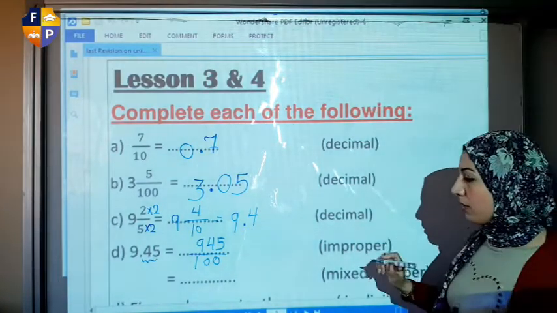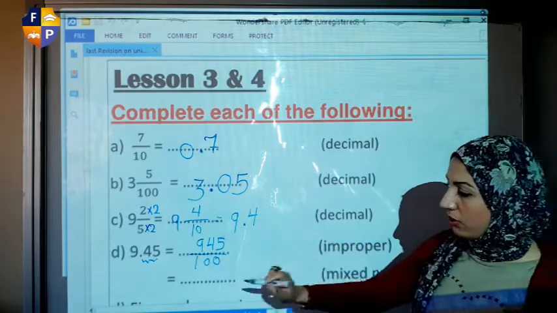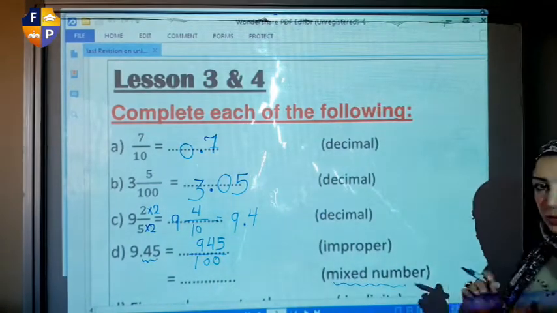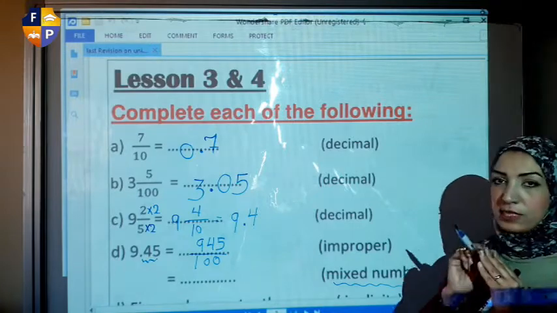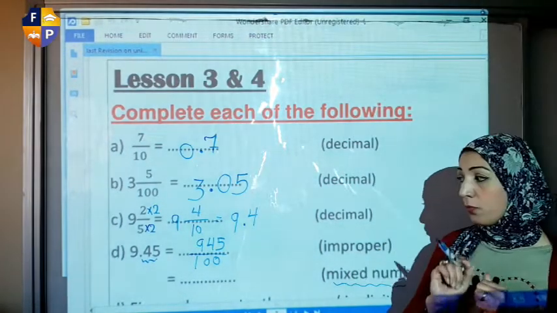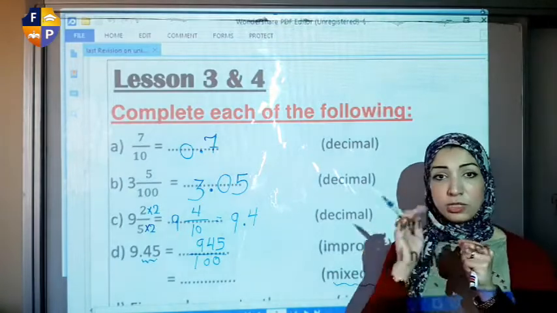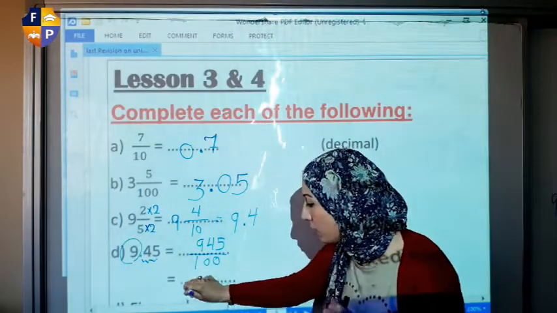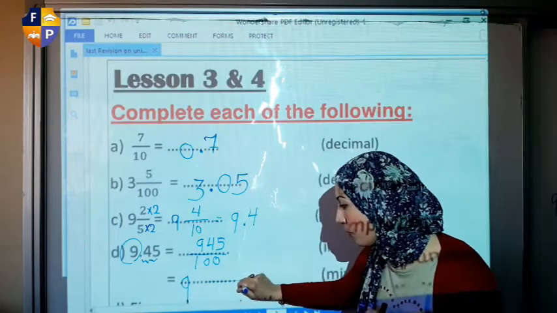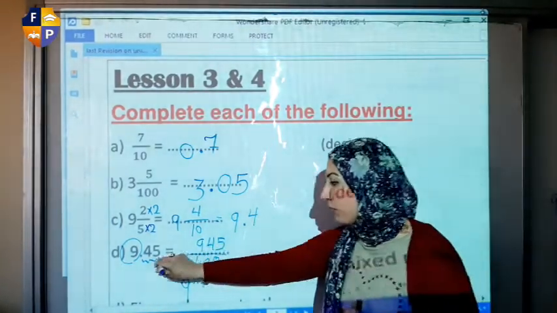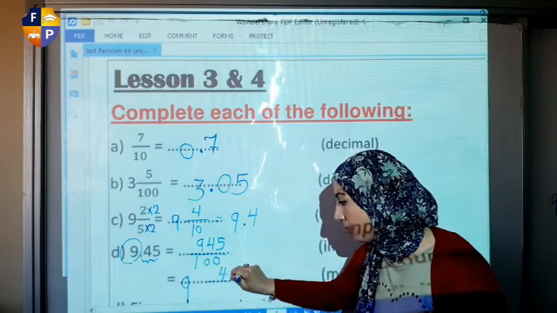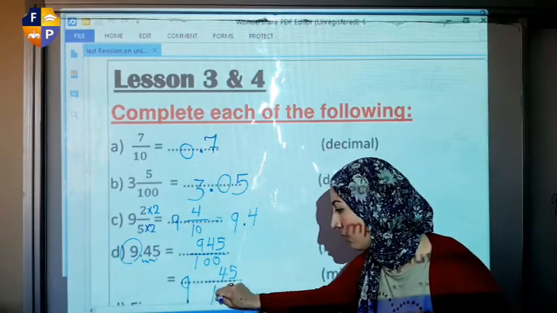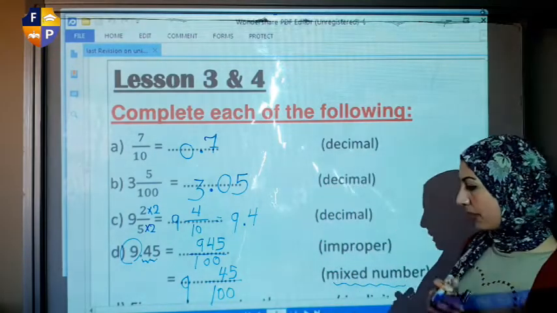Next one. And now we need to change this decimal into a mixed number. To change this decimal into a mixed number, first we will write the number which is before the decimal point, which is 9, as a whole number. And then write the fraction. We will write 45. We have the decimal point after 2 digits, then write 100. So the mixed number is 9 and 45/100.